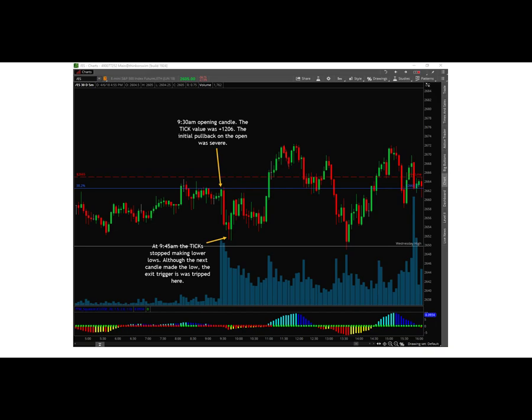Although the next candle made the actual low, the exit trigger was tripped here. So even though here was the actual low of the morning of what would have been the tick trade, the exit was triggered on this candle over here, getting you out of the trade. So those are three examples of how the opening tick fade trade works, especially in the volatile markets that we have right now, where you have large overnight gaps, which this works very well for.